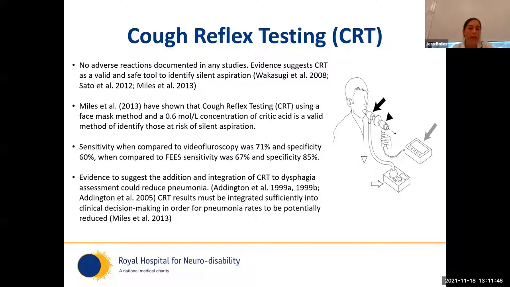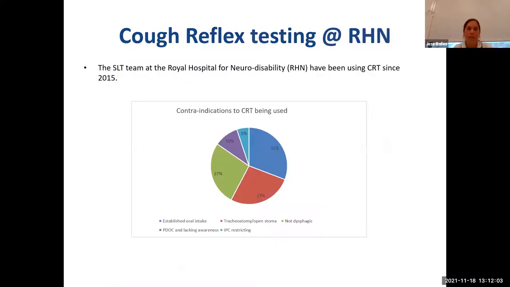Something to keep in mind when using cough reflex testing is that a pass response on a cough reflex test must not be taken as an instrumental or diagnostic test result, and you need to consider this result in conjunction with all of your other assessments and bedside observations.